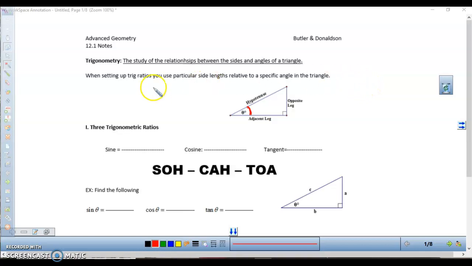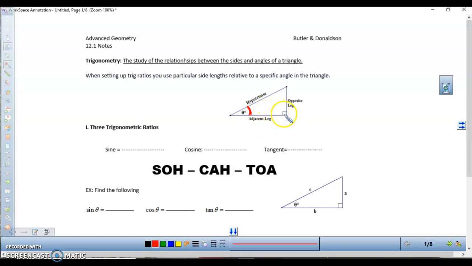So the first thing is, when you're setting up trig ratios, you use the particular side lengths relative to a given angle. So in this problem here, I put a theta. This is a Greek letter. It's a variable that we use to represent unknown angle measures in triangles when we're doing trigonometry. So if I'm using this as my angle, then what are the sides of this triangle relative to that angle?